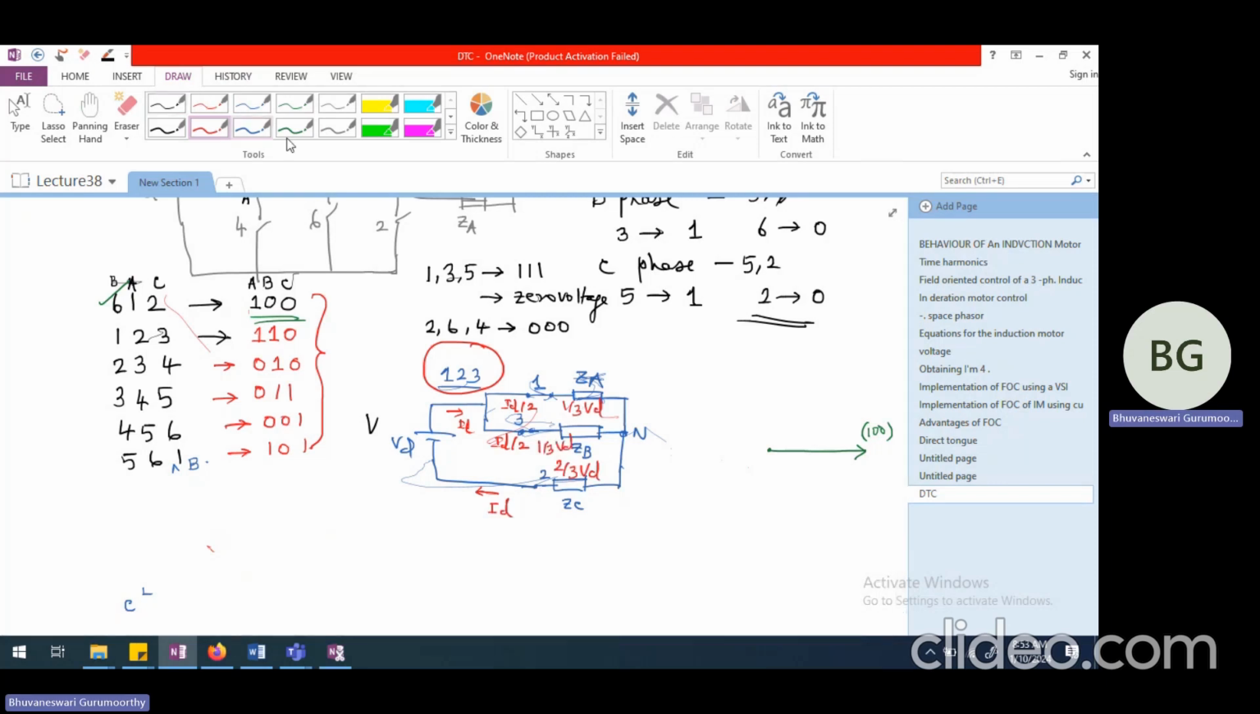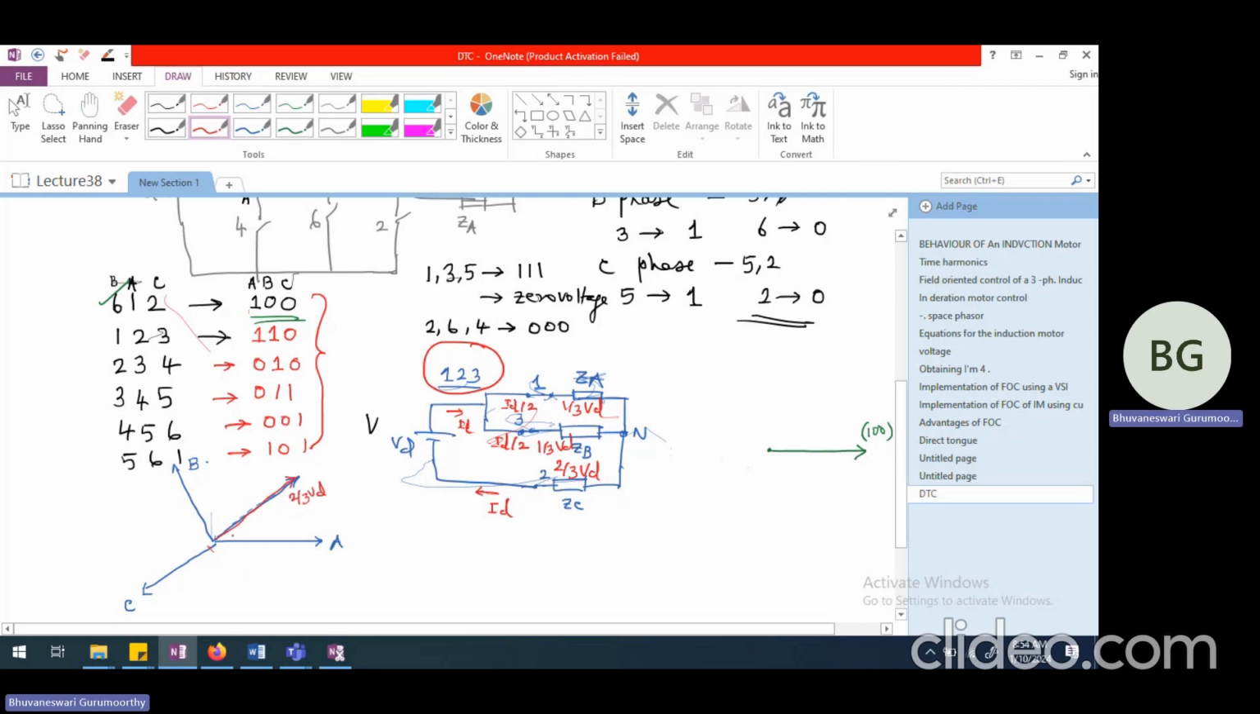So now if I try to draw again the resultant vector corresponding to A, B, and C phases respectively. So I'm going to have corresponding to this, C is 2 by 3 VD, which is actually minus of 2 by 3 VD. So this is going to be 2 by 3 VD, which is corresponding to C phase voltage.